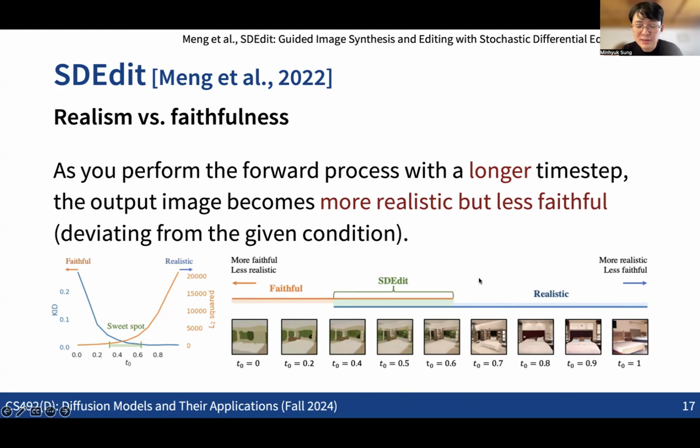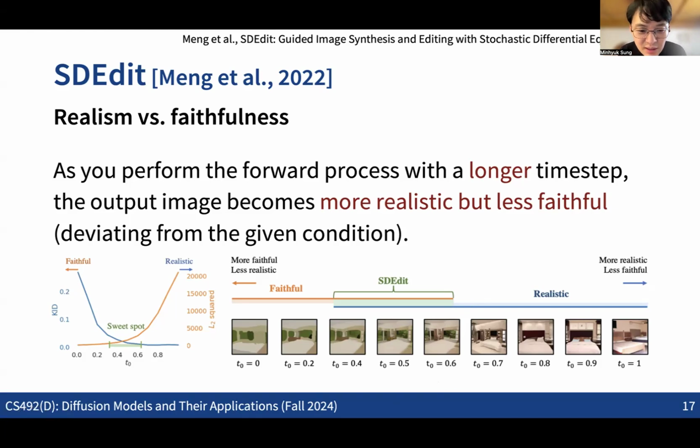But if we run the forward and the reverse process not for the full amount of time steps, but for just a few time steps, like half of the whole range, then we still get realistic images that are also close to the input image, the condition image. So we can play with the amount of time steps so that we still get realistic images while the output does not deviate too much from the input.